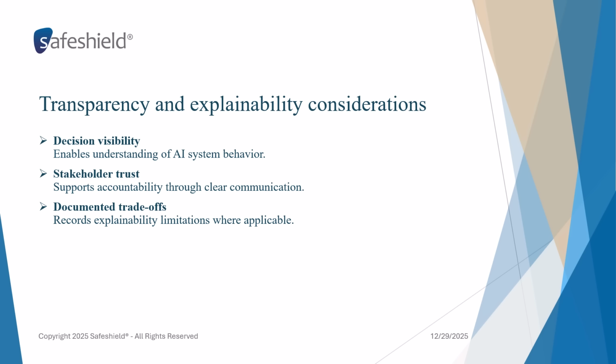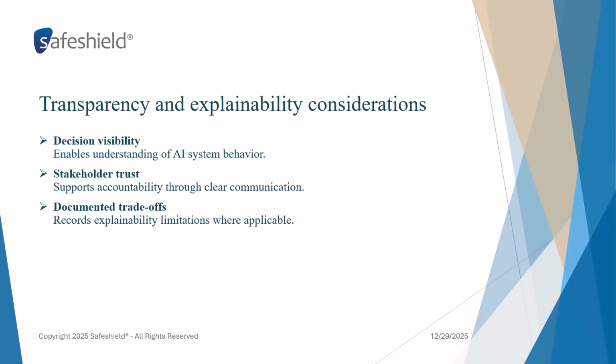Transparency and explainability are essential elements of effective AI risk management and trustworthy AI governance. The NIST AI Risk Management Framework treats these concepts as operational requirements that support accountability, oversight, and informed decision-making, rather than abstract ethical ideals. Transparency enables stakeholders to understand how and why AI systems are used, while explainability supports the ability to assess and challenge AI-driven outcomes.